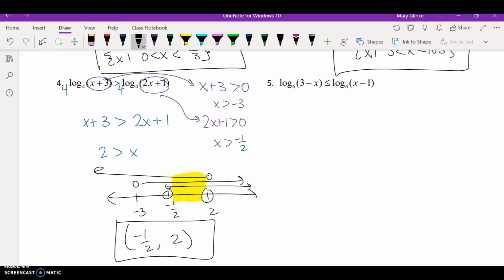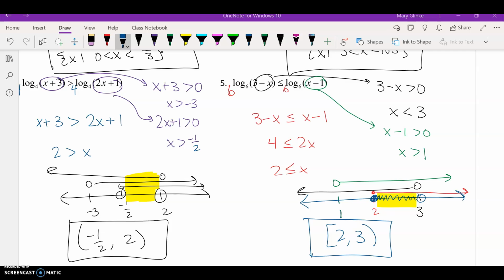So go ahead and try number 5, pause the video, you try it, and then come back and see the answer. So we get everything from 2 to 3 for this one, including 2, not including 3.